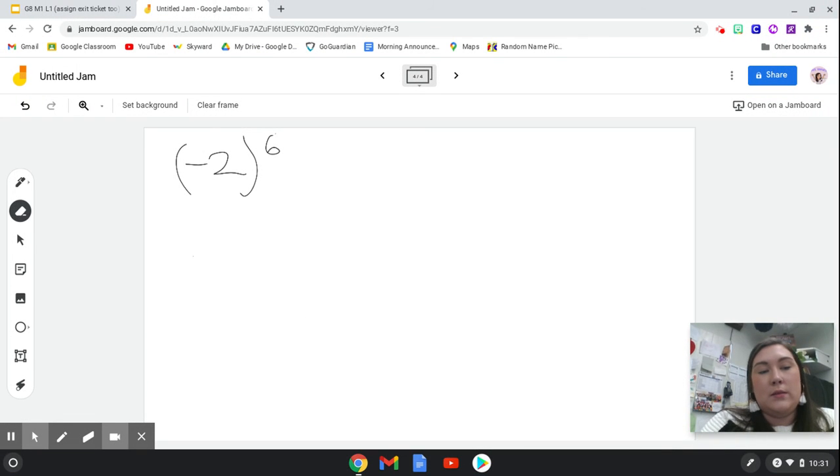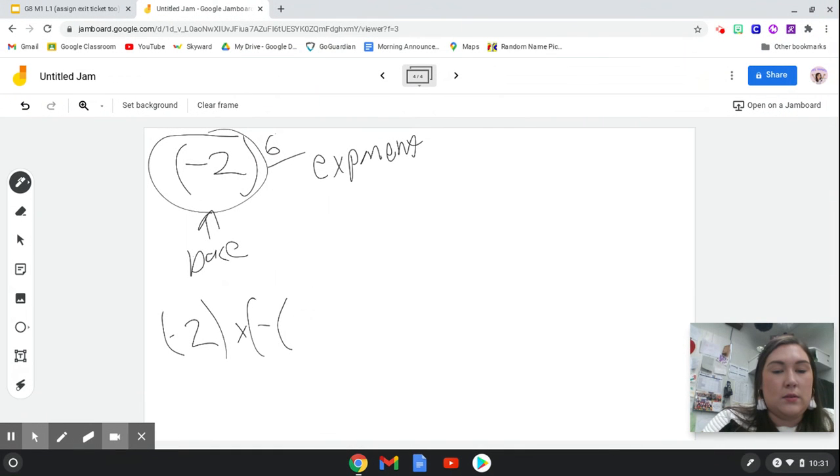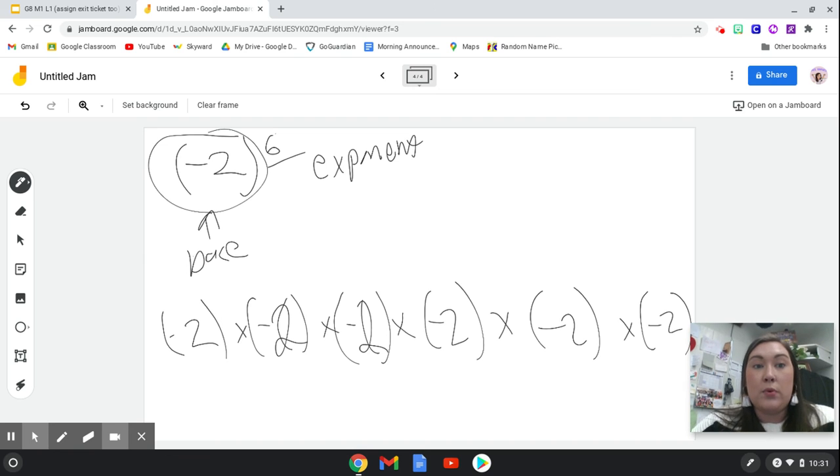So if I needed to write this one out, my base is negative 2. My exponent is 6. So I write negative 2, and I multiply it 6 times. Negative 2, 1, 2, 3, 4 times negative 2, 5 times negative 2. Okay, so go ahead and practice that, and then I will be back for another example.